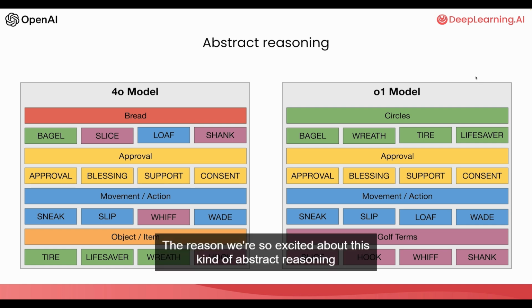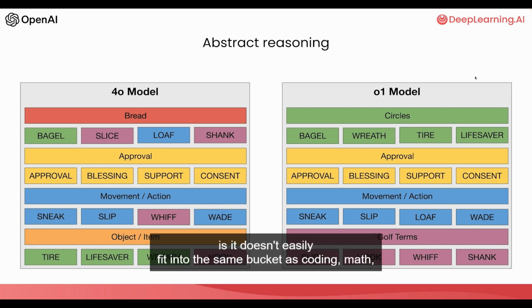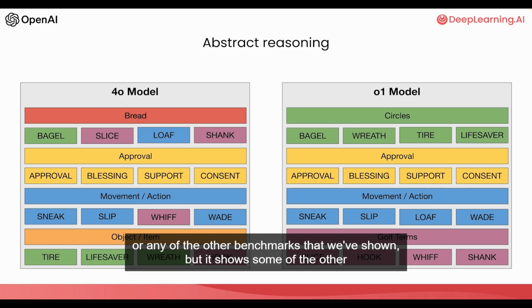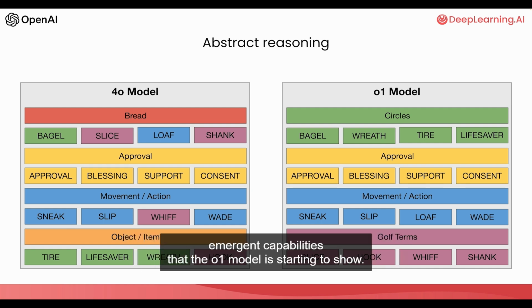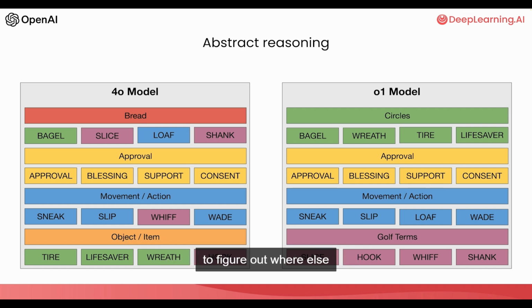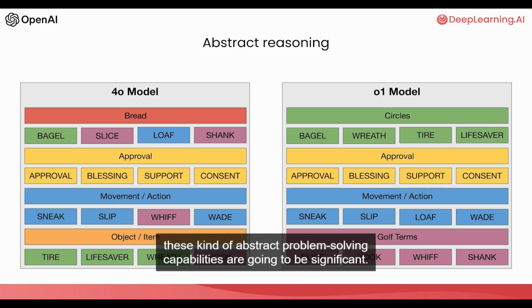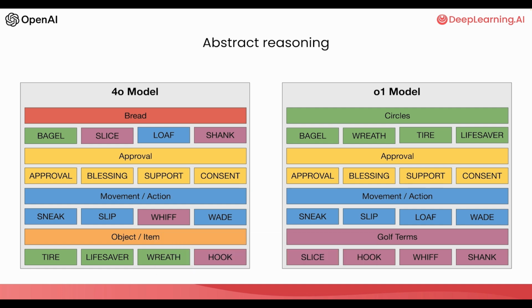The reason we're so excited about this kind of abstract reasoning is it doesn't easily fit into the same bucket as coding, math, or any of the other benchmarks that we've shown, but it shows some of the other emergent capabilities that the O1 model is starting to show. And we're very excited to see you all test it with your own use cases to figure out where else these kinds of abstract problem-solving capabilities are going to be significant.